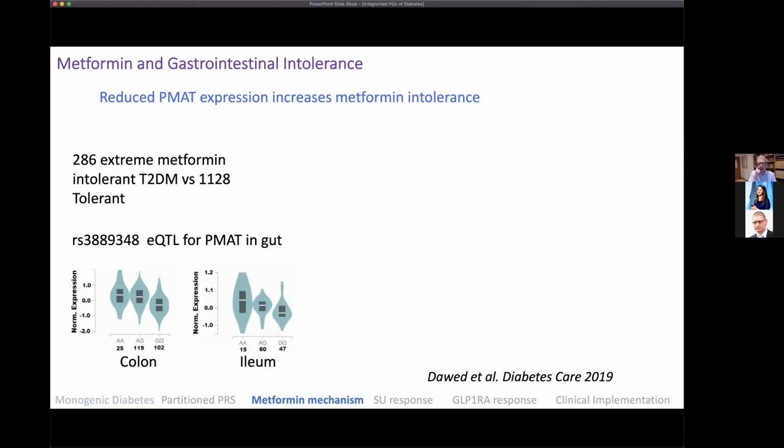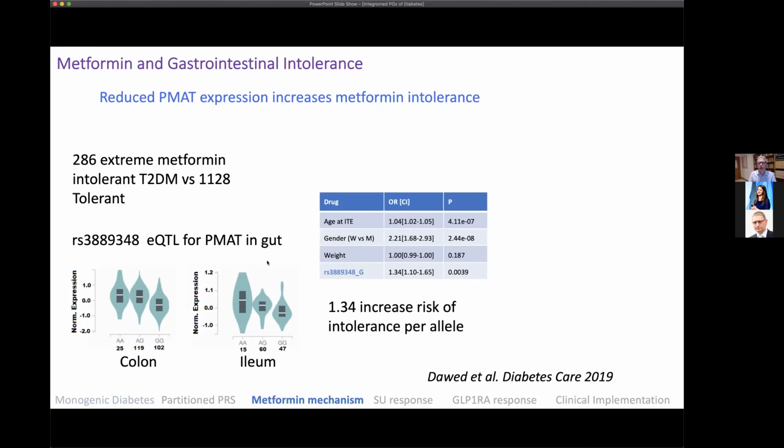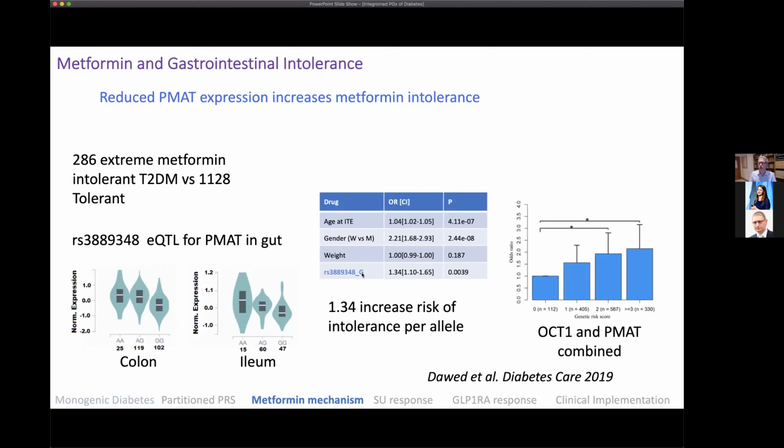We've looked in another gene that's involved in metformin transport, and this is a gene called PMAT. And we've looked at a SNP that reduces expression of PMAT. So this is in the colon and the ileum. So this is a clearly potentially important SNP for transport in the gut. And what we show is that people who carry this variant, this G allele, per allele, have a 1.3 increased risk of intolerance. And you can combine that with the OCT1 and see that we get an even greater risk of intolerance when you combine everything together.